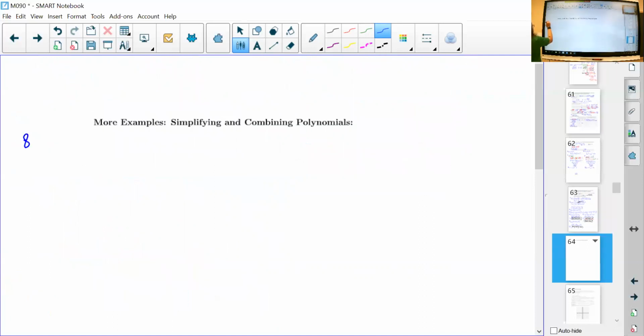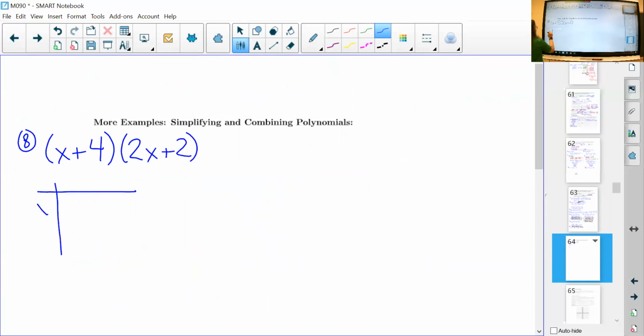Okay, example 8. Now we're going to take a binomial, remember that has two terms, times a binomial, instead of just a monomial multiplication like we did on the previous page. So this looks a little different. I have my x, I have my plus 4. So I'm going down the left side. And then I have my 2x and my plus 2, just like I did before. So now instead of just one row, we've got 2 rows because we had 2 terms.